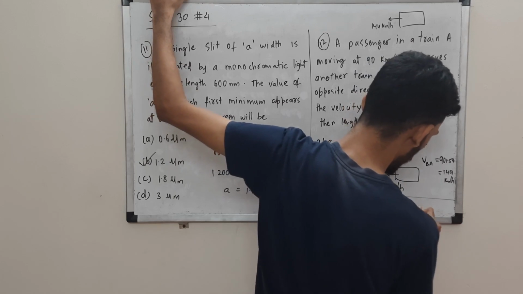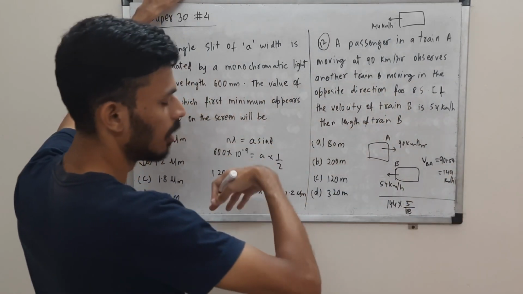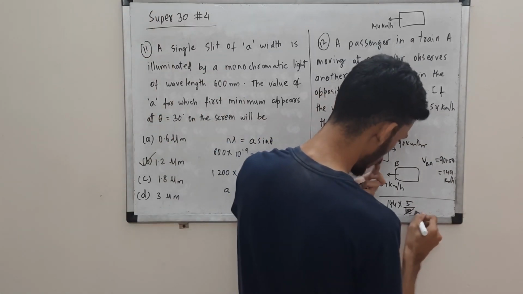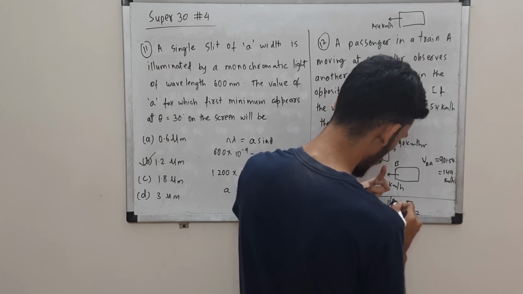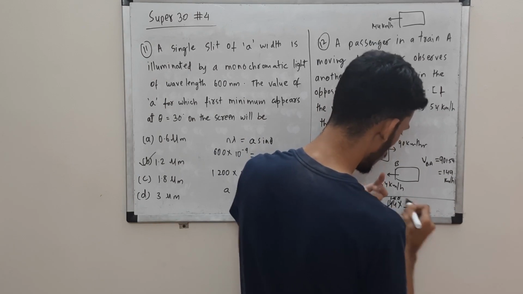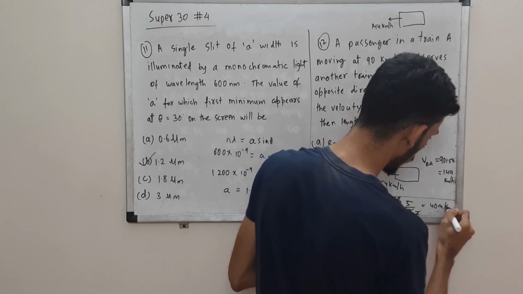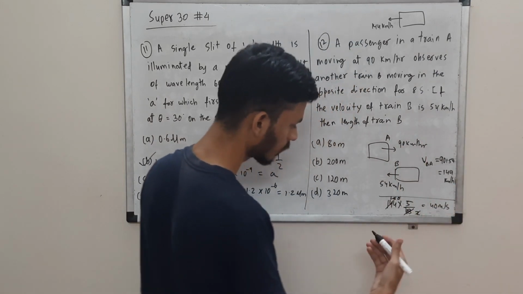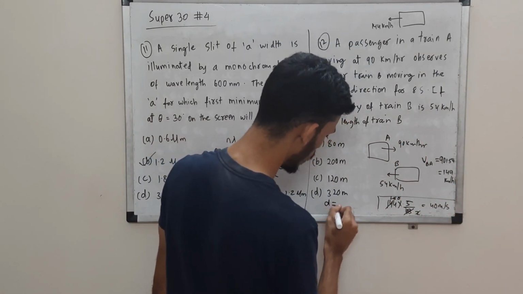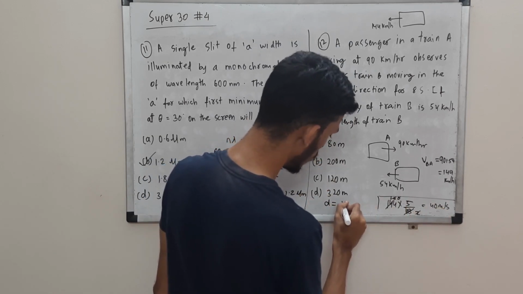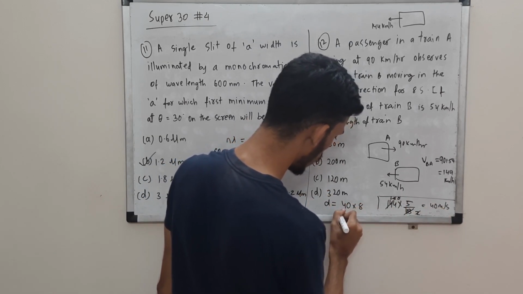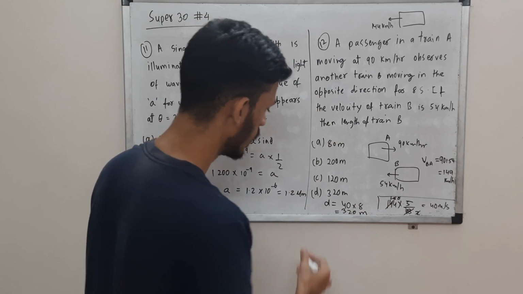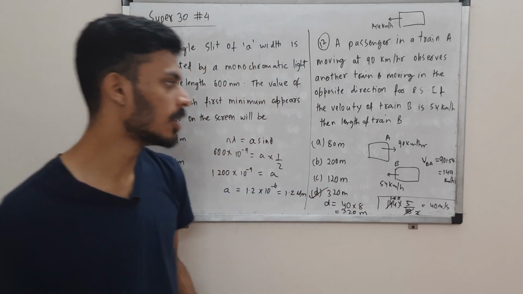If you want to convert kilometers per hour into meters per second, this is the formula. The answer over here is 40 meters per second. So 40 meters per second is the velocity of train B with respect to A, and finally the length of the train will be speed into time. We are watching it for 8 seconds, so that is 40 into 8, which is 320, which is option D. I hope the concept was clear.